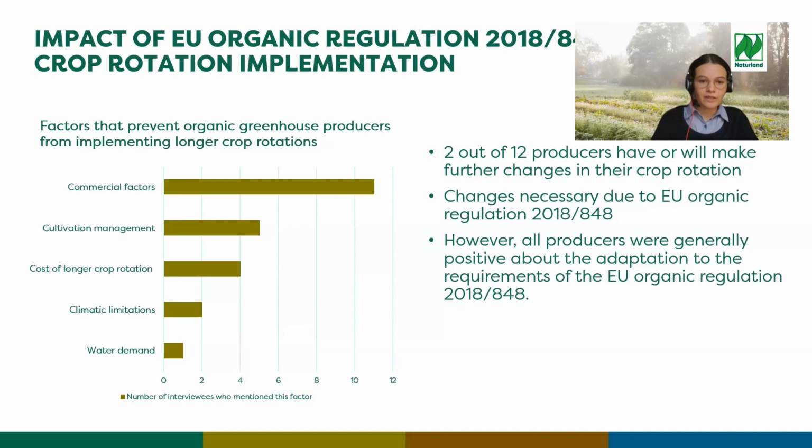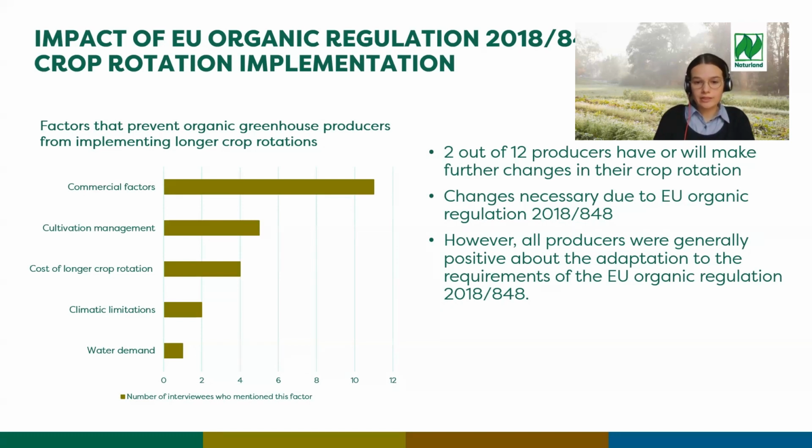crop rotation. And nearly all producers mentioned commercial factors like the market demand, the sale of the products produced, and the market price for the produced products. But also cultivation management aspects, and also, as already mentioned, the costs of longer crop rotation, and then also external factors like climatic limitations and water demand. And according to the experts, the incorporation of non-commercially used crops like legumes is a novel aspect for the farm, and that makes adaptation to comply with the new regulations necessary.